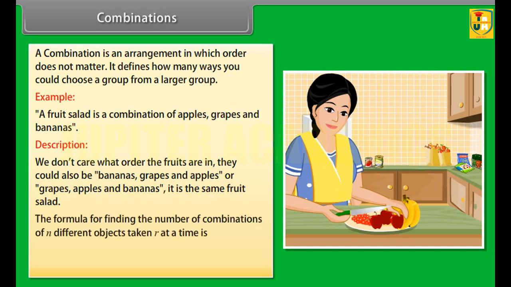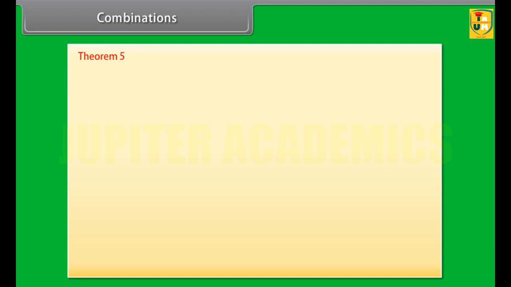The formula for finding the number of combinations of n different objects taken r at a time is nCr is equal to n factorial by (n minus r) factorial into r factorial. Theorem 5. Mathematical relation between permutation and combination.